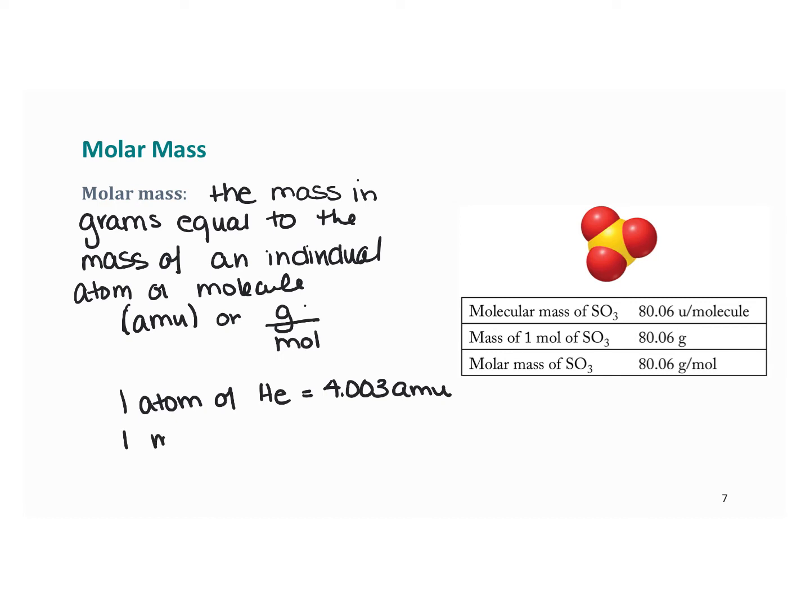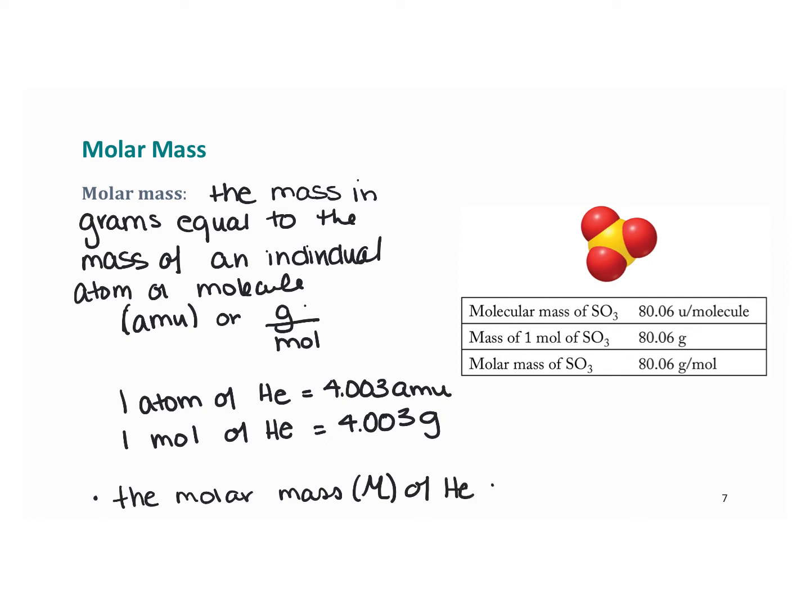If we're talking about 1 mole of helium, and remember, 1 mole of helium is 6.02 times 10 to the 23 atoms, that's 4.003 grams. And so then we say the molar mass, and the symbol for molar mass is a kind of cursive M, of helium is 4.003 grams per mole. Now you can also see this out here for sulfur, right?